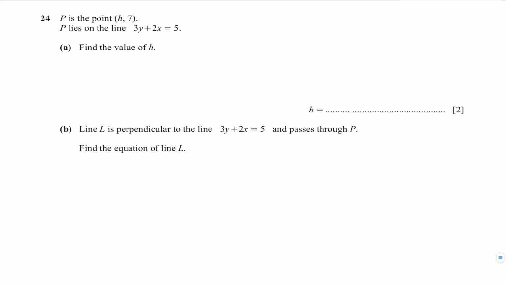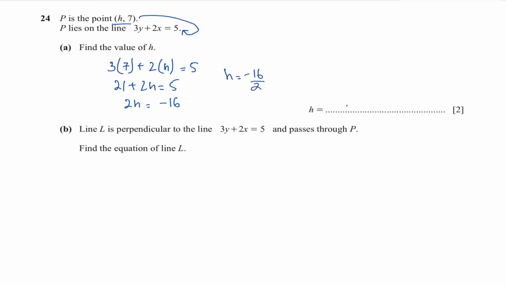And so if you have a point that's lying on this line, all you've got to do is plug in its coordinates, x in place of x and y in place of y. So I'm going to plug in 7 in place of y and h in place of x, which is equal to 5. So 21 plus 2h equals 5. 2h is equal to 5 minus 21, which is going to be minus 16. Yep. And h is going to be minus 16 divided by 2, which is going to be minus 8.